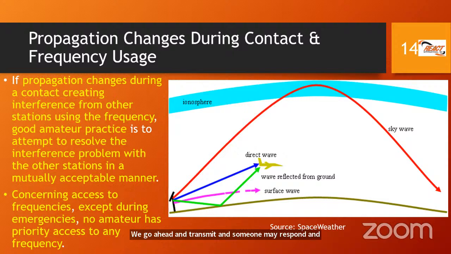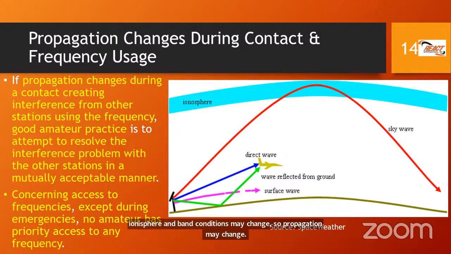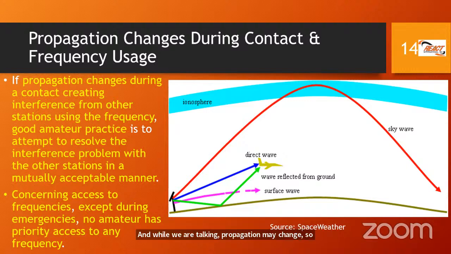But then remember we talked about the ionosphere and the sunspot cycle and the fact that the sun moves overhead, and that causes changes in the various layers of the ionosphere, and band conditions may change, right? So propagation may change. And while we are talking, propagation is changing or could be changing. All of a sudden, a station that we were not hearing when we first listened to see that the band was clear, all of a sudden we're hearing another transmission of other operators.